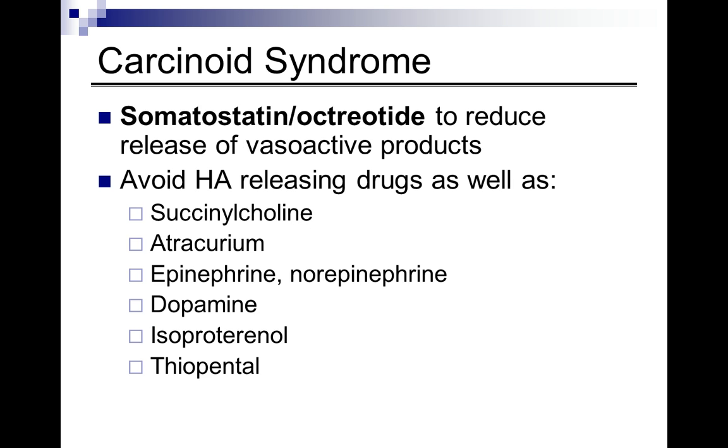What is the treatment for carcinoid syndrome? It is somatostatin, also known as octreotide, and this reduces release of vasoactive products. So in patients who are known to have a carcinoid tumor or who are at high risk for potentially having such a tumor, it would be wise to have octreotide available in the operating room or the PACU in case patients have a carcinoid crisis.